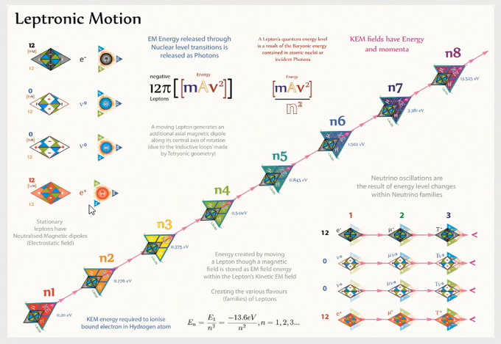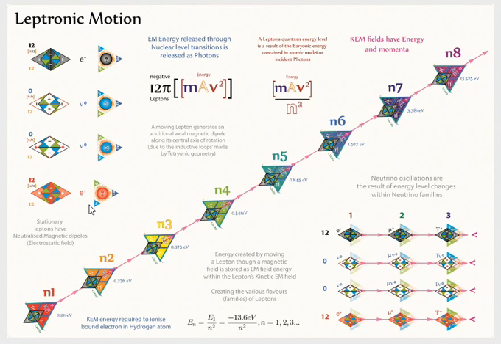That same acceleration and addition of energy or mass energy to the KEM field is what creates the three distinct families of leptons, as in electrons, muons, and tauons. That same energy content of KEM fields is what creates the neutrino oscillation of neutrinos when they come from the sun.